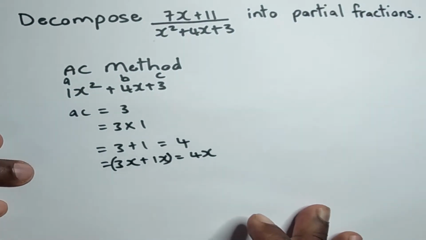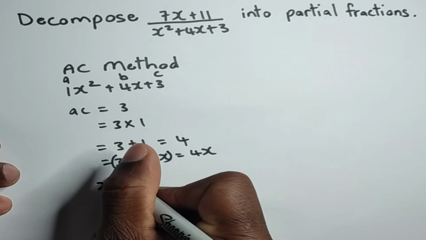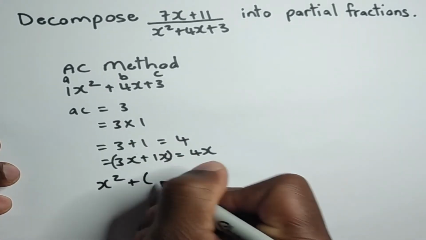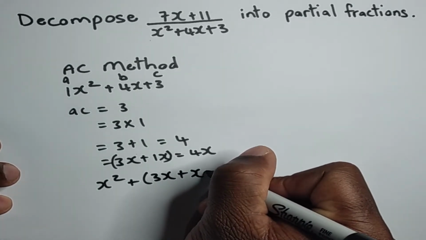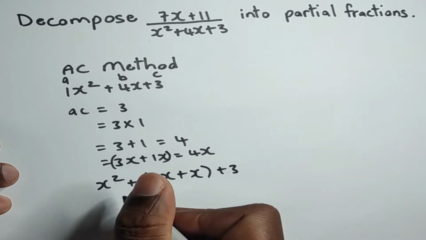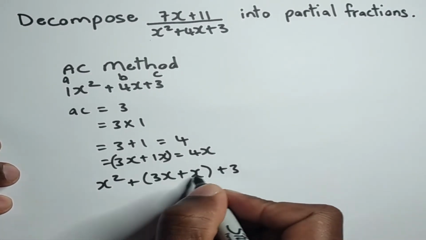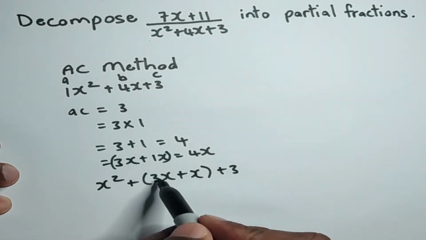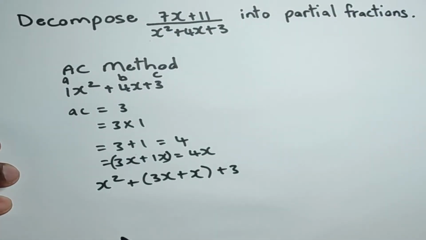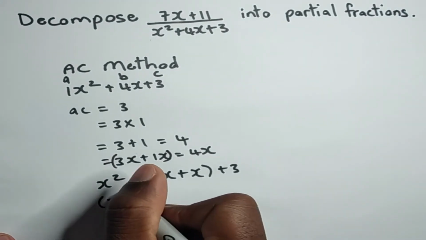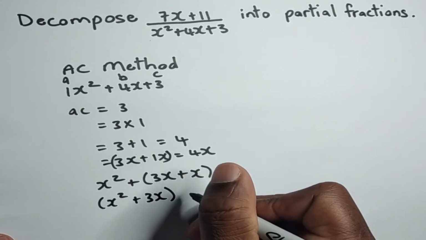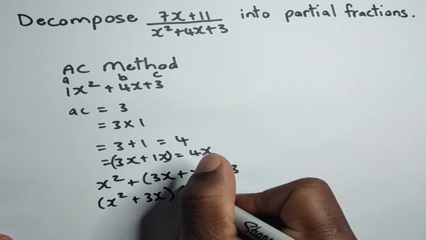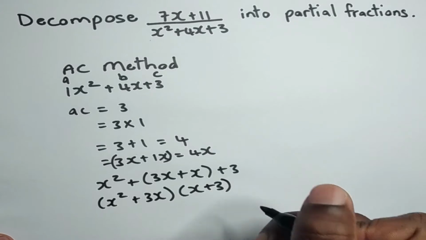So we will have x² plus 3x plus x plus 3. Now we are going to group this. This is what I put in to replace the 4x, since 3x plus x is the same thing as 4x. We just rewrite it in another form. Now we will end up with x² + 3x in one bracket and x + 3 in the other bracket.